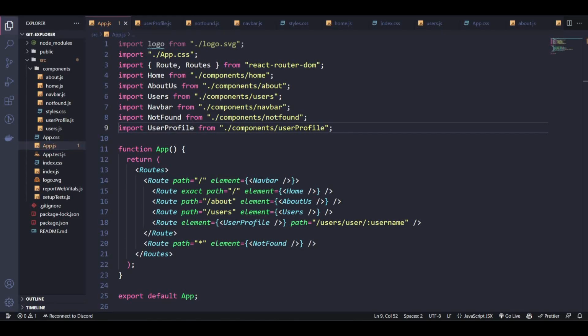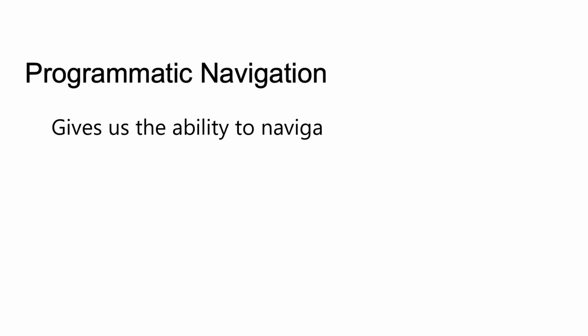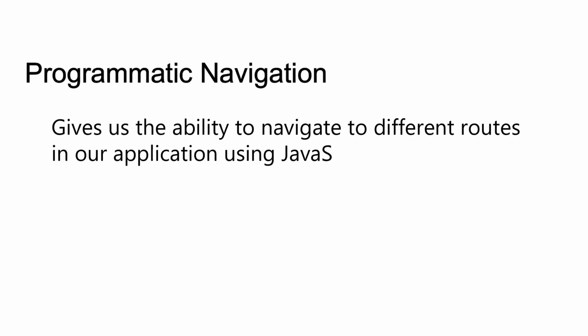In this section, we will be learning about programmatic navigation. But what is that? Programmatic navigation in React Router refers to the ability to navigate between different routes in your application using JavaScript code. Instead of relying on user interactions like clicking on links or buttons, programmatic navigation allows you to programmatically trigger route changes based on certain conditions or events in your application.